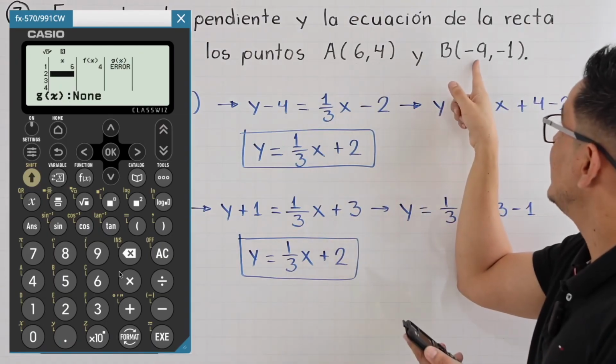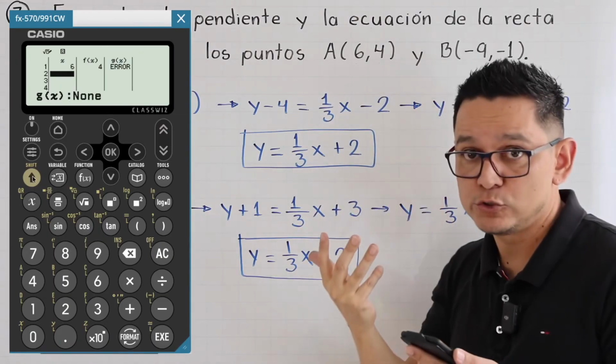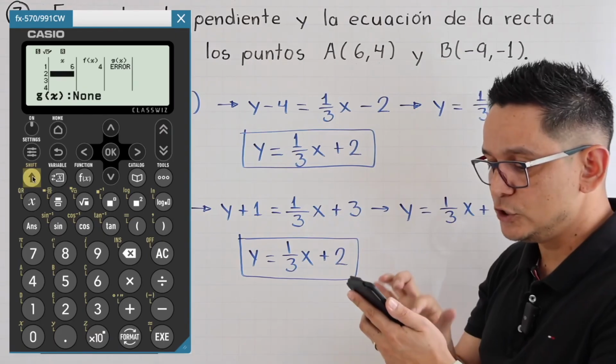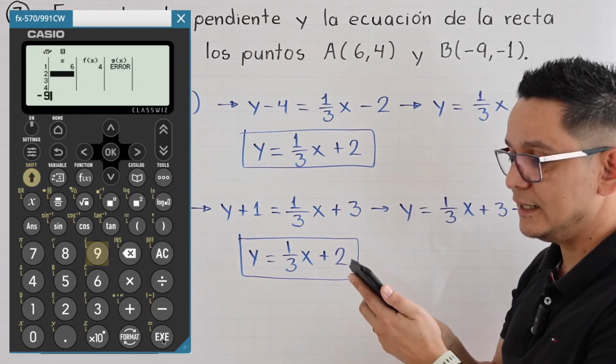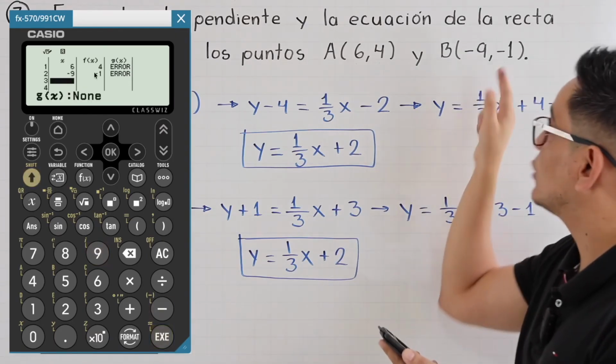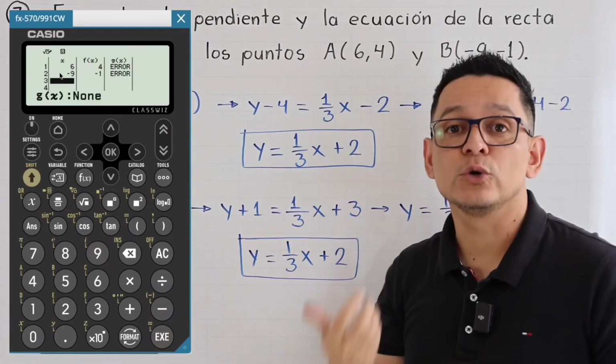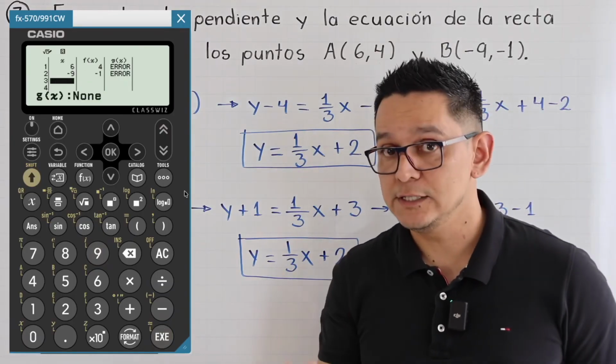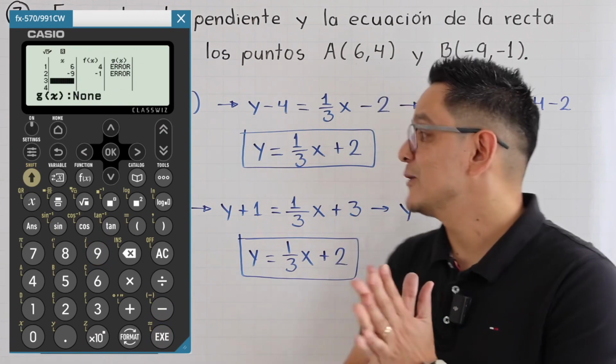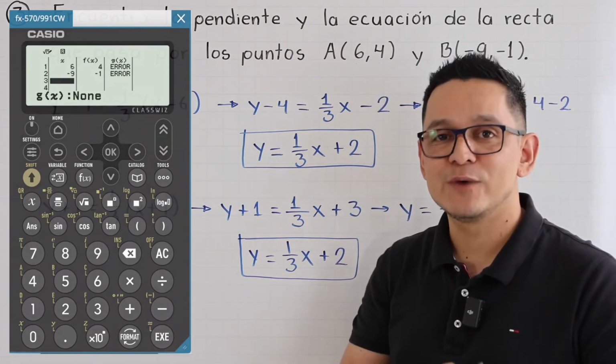Now let's put in -9. It should give me a -1, right? So we enter shift -9 and hit execute, and you see that it is giving me a -1. Therefore, what we did was correct, and that's it. This way, we are also confirming that what we did was correct.